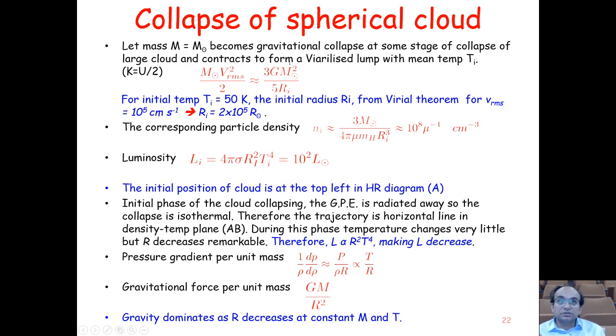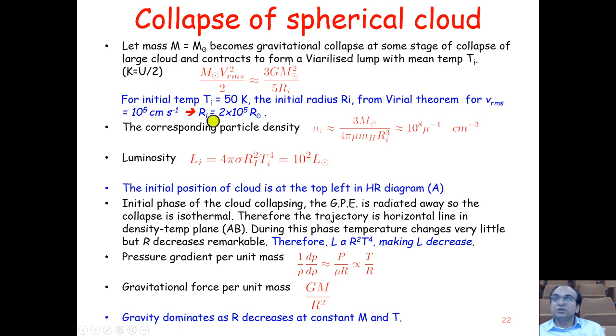So the collapse here, the spherical clouds. If you see that, let M be a solar mass, which becomes a gravitational collapse. At some stage of the collapse, the large cloud contracts to form a virialized lump with a mean temperature T. We know that from the virial theorem, K is equal to half of the potential energy, half mv square is equal to 3 by 5 GM upon Ri.